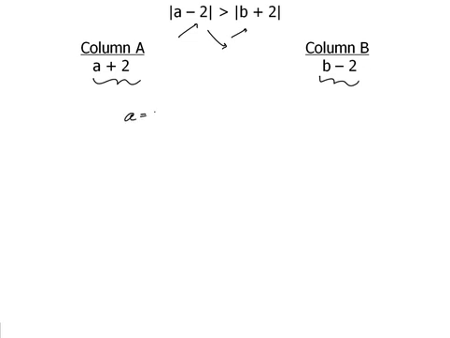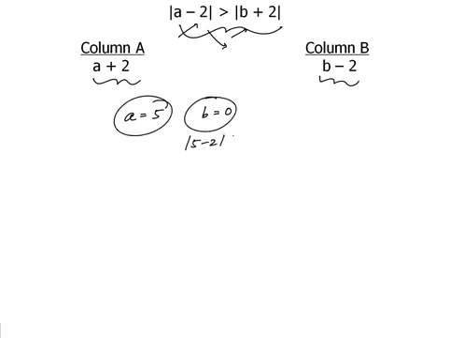So for example, I might start with a equal to 5, and I have to pick numbers that satisfy this condition to begin with. So b could be, for example, 0, and there's no constraint on whether it's positive or negative. So you'll notice that this pair that I've selected does indeed satisfy the inequality, and that needs to be the case before you can even go into comparing the quantities. So 3 is greater than 2, so that works, which means this pair is acceptable.